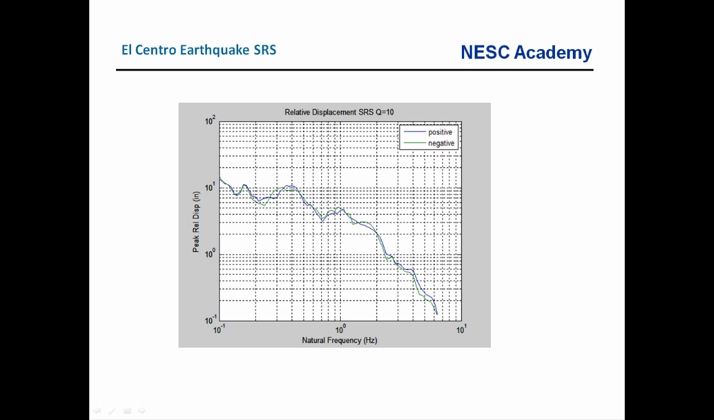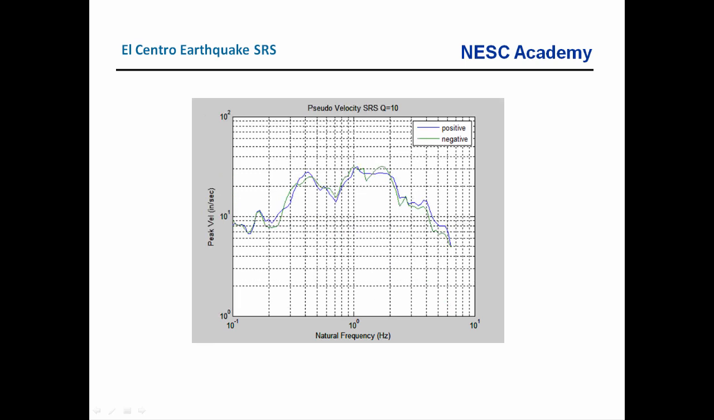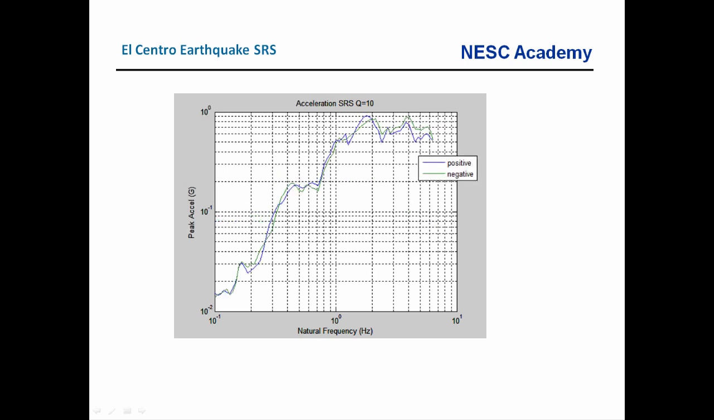That's for our El Centro earthquake, relative displacement SRS, and the corresponding pseudo velocity SRS, which is calculated from the relative displacement SRS. We have our acceleration SRS. These couple of points here just barely exceed the 0.9 G line. So again, we rounded off to 1 G, and then we added 6 dB margin to get to 2 G.